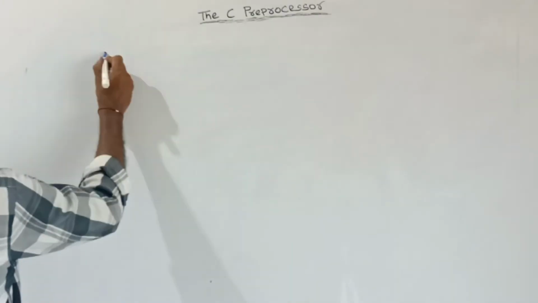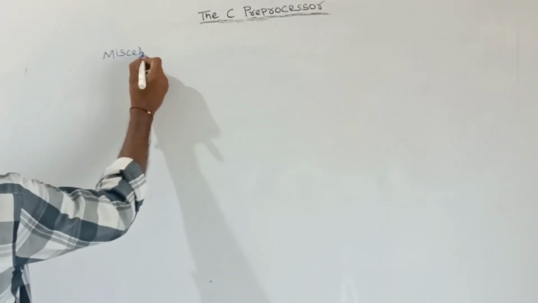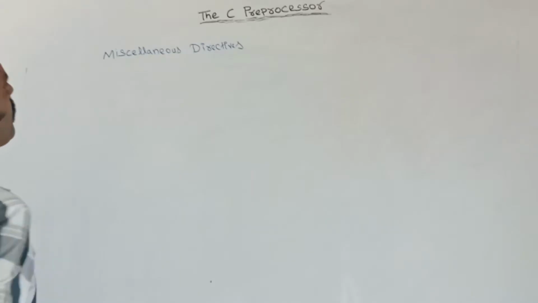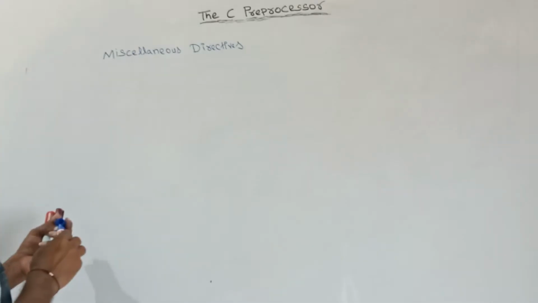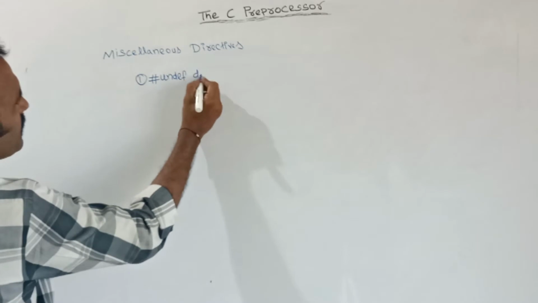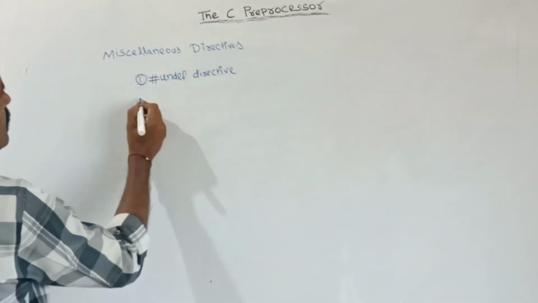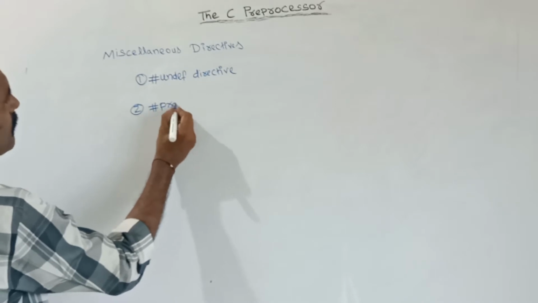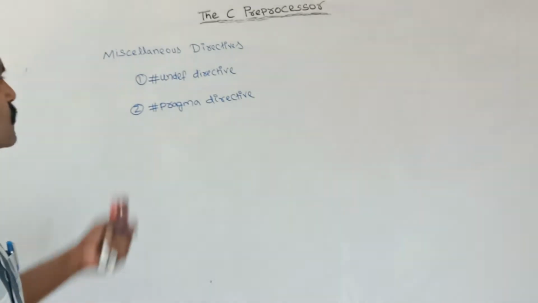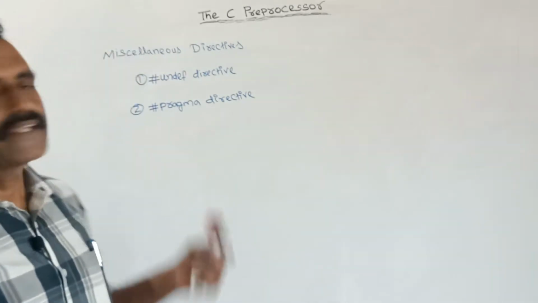Hey guys, now we are going to see the topic about the miscellaneous directives. What are the preprocessor directives that come under the miscellaneous directives? Here, first one, undef directive, and pragma directive. These two directives come under the miscellaneous directives.